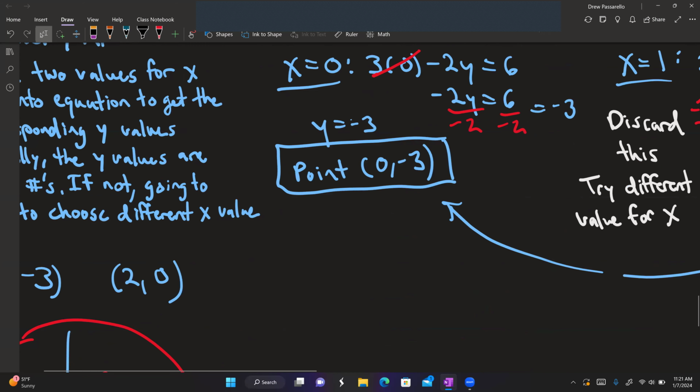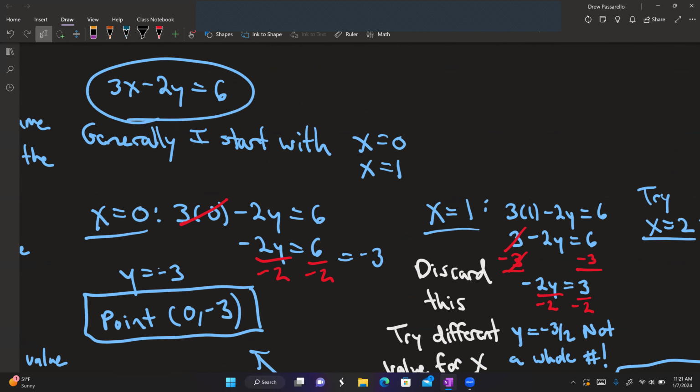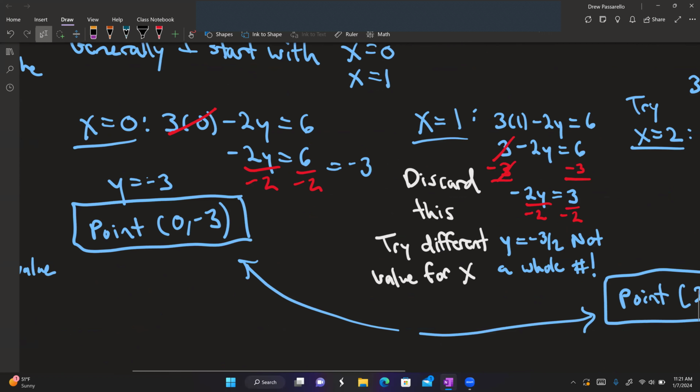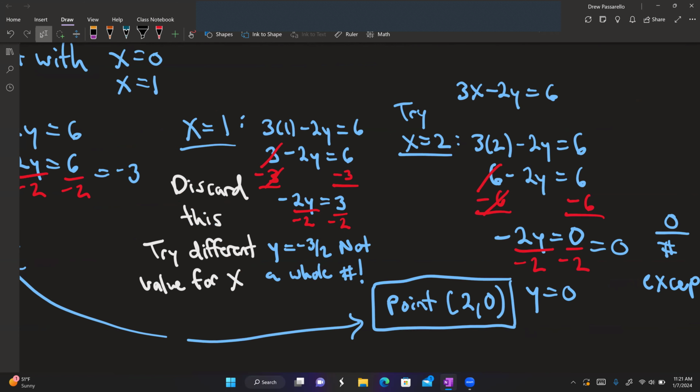The first value I chose, I normally go with x equal to 0 and x equal to 1. Now, when I plugged in 0, I got a nice whole number for y. I got -3. All right, so 0 comma -3 is a point I can use to plot the line. Then I tried 1, but that didn't work out nice because I got y equal to -3/2, which is a decimal number, -1.5. So it's not a whole number. And so I discard 1, and then I choose a different x value.